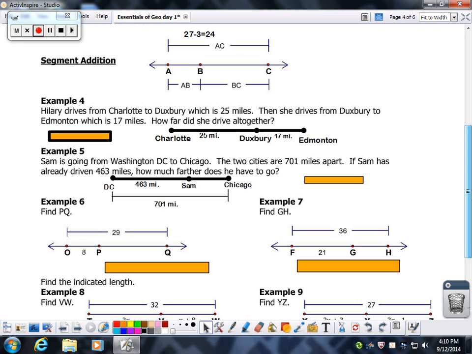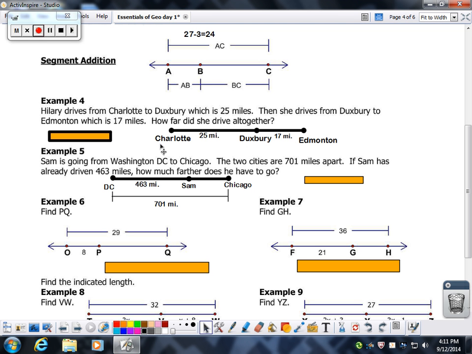Down at the bottom, we're doing what's called segment addition. And basically what segment addition means is we're looking at this example at the top middle here. AB plus BC is going to equal AC. So we're adding the two smaller segments to equal the big segment.